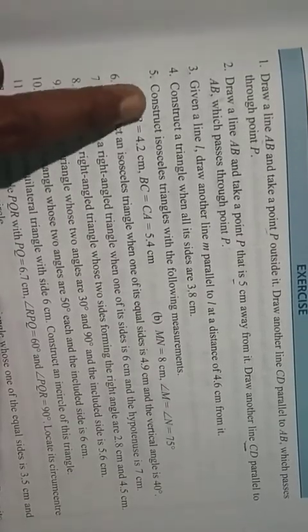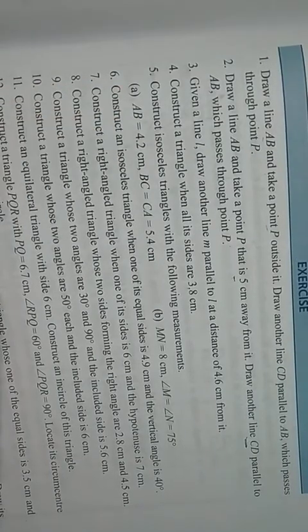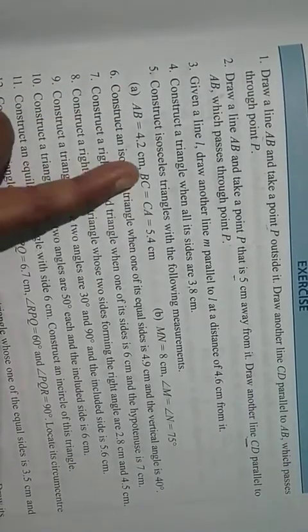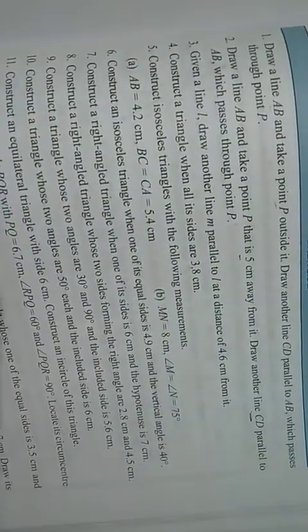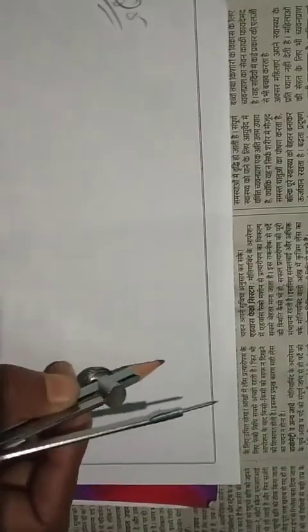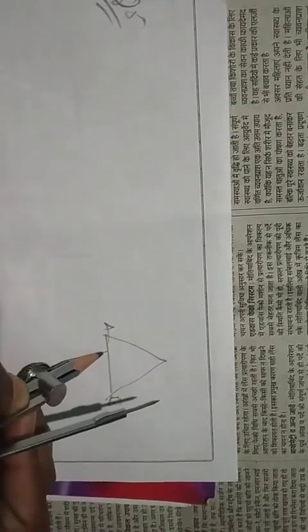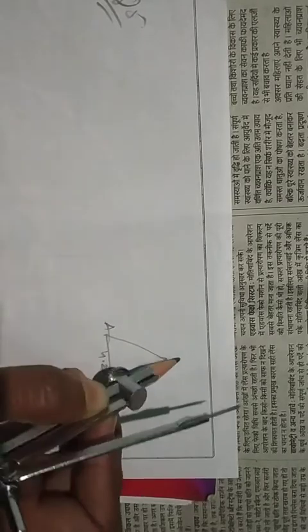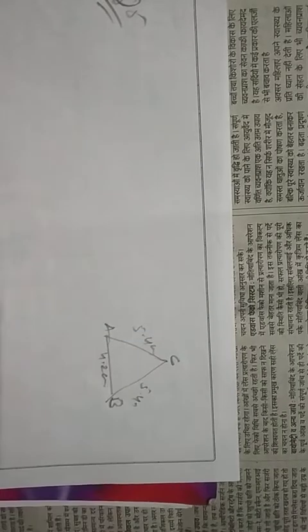Question number 5 is saying construct an isosceles triangle with the following measurements. Isosceles triangle means two sides are equal. So AB is given 4.2 centimeter. BC and CA, both the sides are 5.4 centimeter. You have to draw it now. Very simple. What you have to do? First of all, always draw a rough sketch. Rough sketch for this AB side. Suppose this is AB. This is 4.2 centimeter. BC and CA both are 5.4 centimeter. Okay. Suppose these two sides are equal.